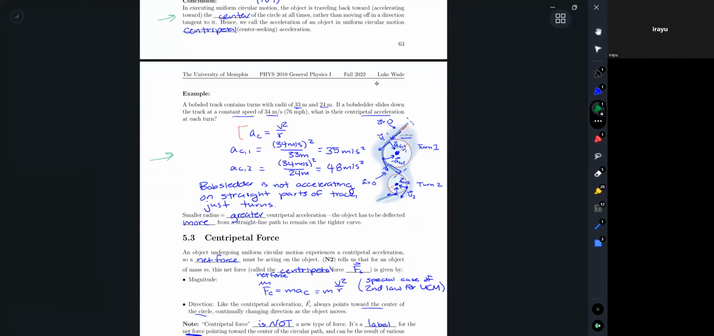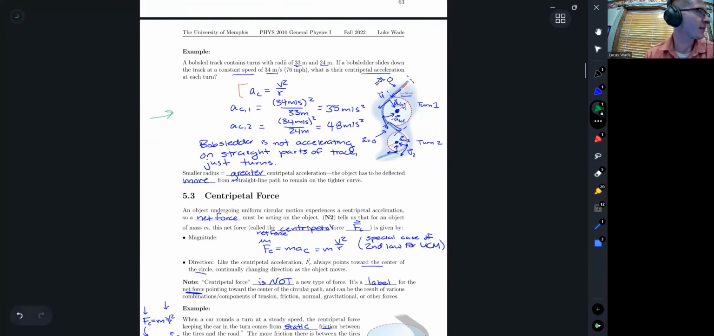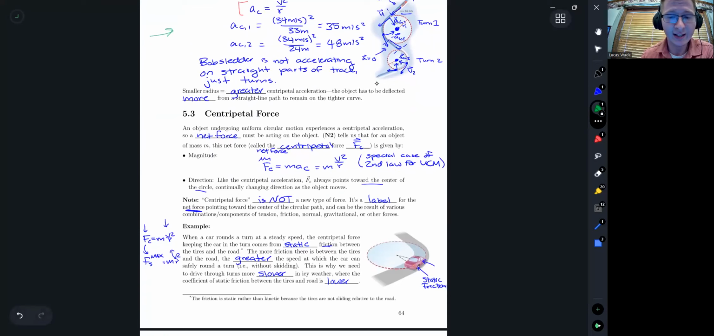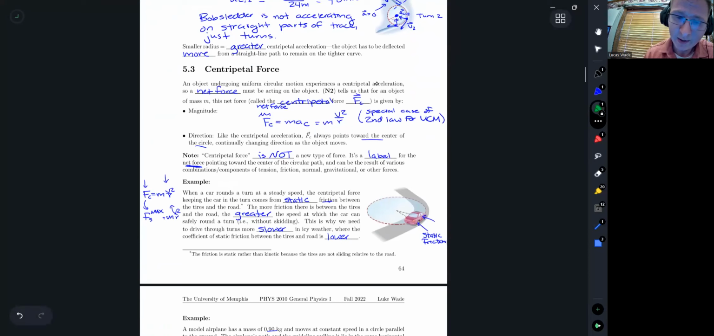Zero? Zero. But if you're going along a curved path at a constant speed, is your acceleration zero? No, it's changing. No, because the direction is changing, right? Yeah. Okay, so that's the big takeaway for centripetal acceleration: something is accelerating if it's moving at a constant speed through a curve, because the direction of its velocity is changing, even though its magnitude, the speed, is not.